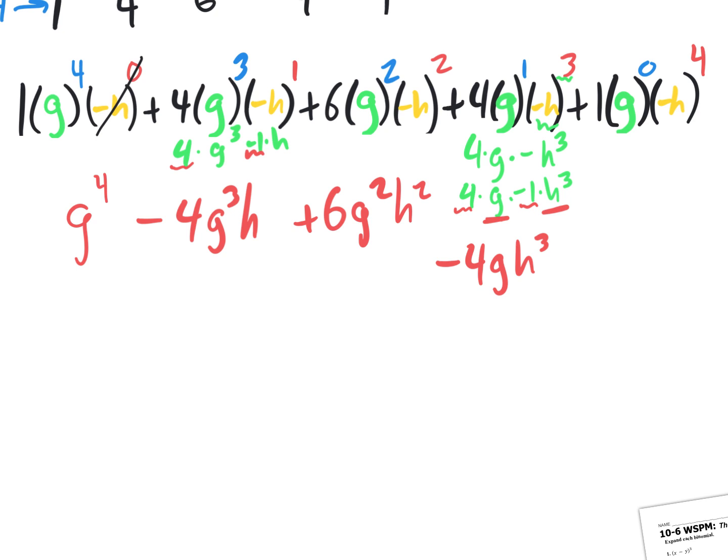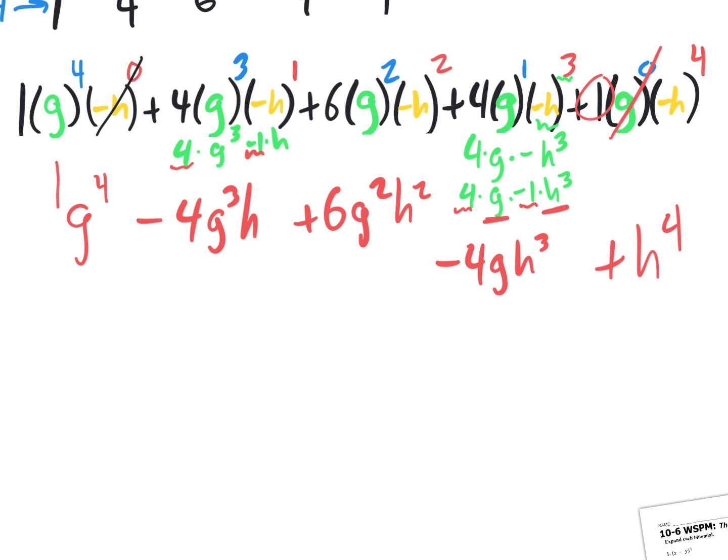I apologize, it's getting ugly here. Last but not least, the last term, g to the 0, that's 1. You could scratch that out. 1 times 1 is 1. You could scratch that out. Negative h to the fourth power, that will be a positive h to the fourth. So that's our final term, positive h to the fourth.